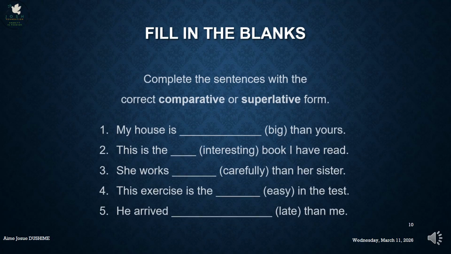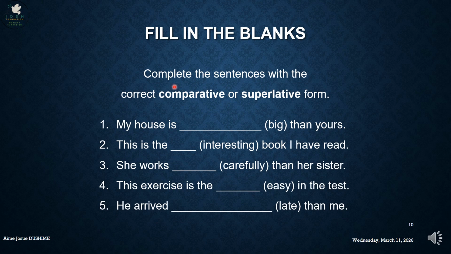Now here we are going to fill in the blanks. You are going to complete the sentence with the correct comparative or superlative form. If it is either adjective or adverb, just do the correct comparative or superlative form. My house is dash dash than yours. This is the dash dash book I have read. She works dash dash than her sister. This exercise is the dash dash in the test. He arrived dash dash than me.